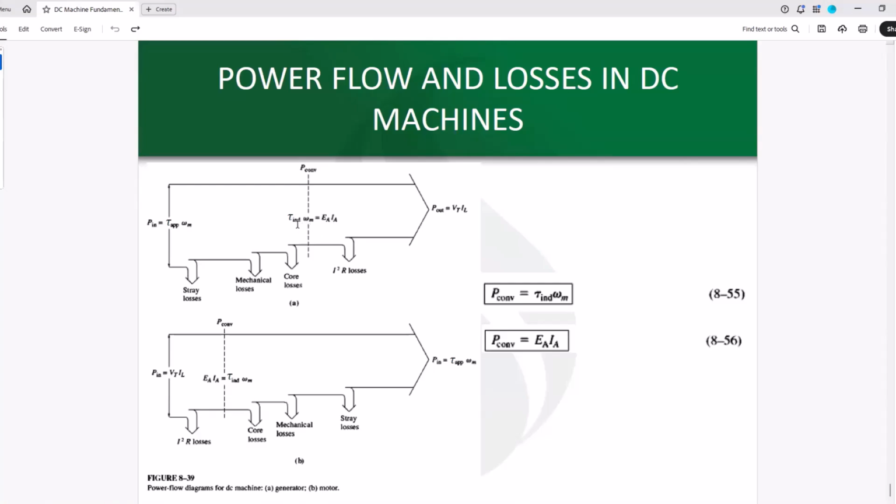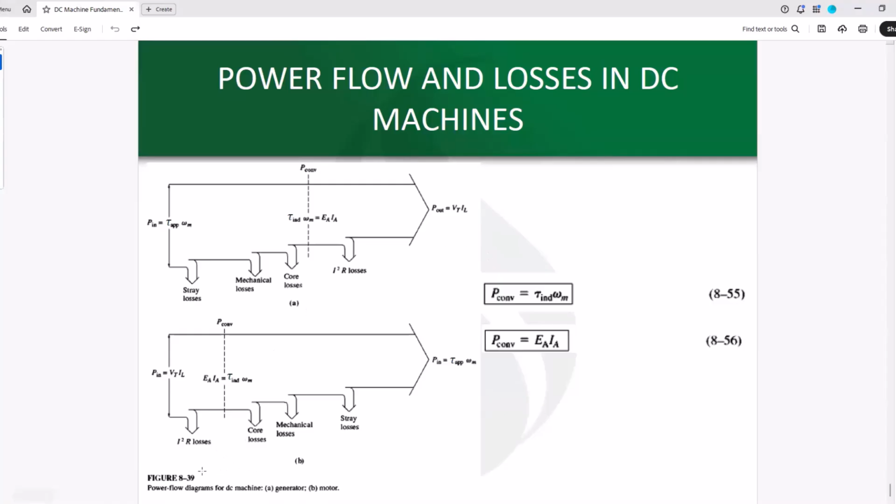So here, the difference is tau applied versus tau induced. Tau induced is the electromagnetic torque that has been induced in the machine. That also becomes equal to EA/IA, where EA is the internal voltage produced by the machine, and IA is the armature current. Then we would be subtracting the I squared R losses, which are the copper losses, and then the output power would be given by VT times IL, the terminal voltage times the load current.